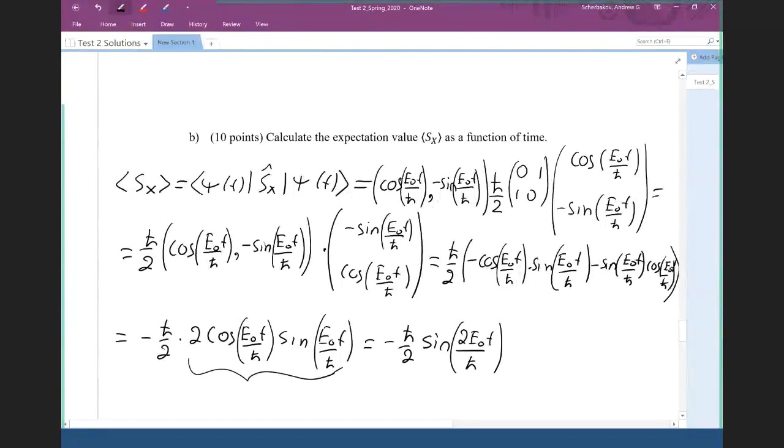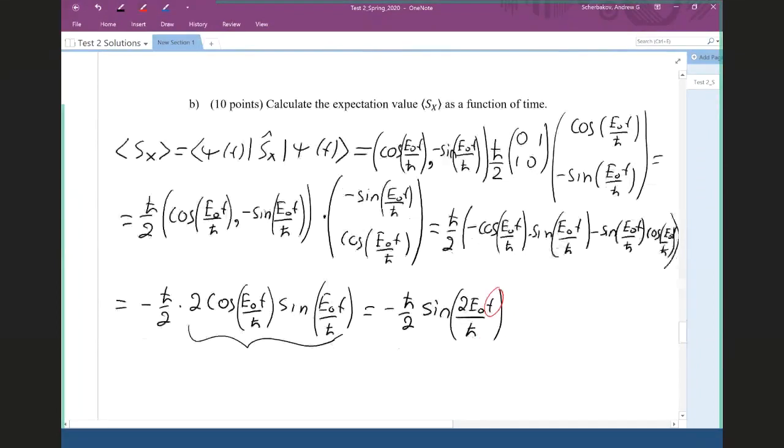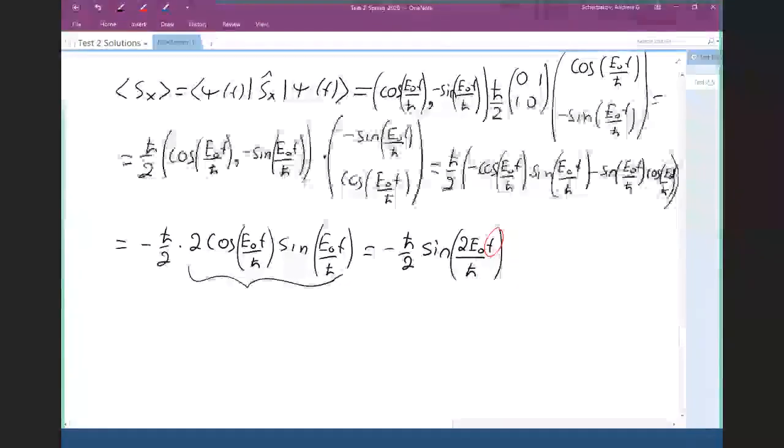Okay, so why was this problem on the test? It is just to demonstrate that for an operator that is not commuting with the Hamiltonian, the expectation value will be time dependent. So we see the time explicitly over here in the expectation value of Sx. So it's going to oscillate.